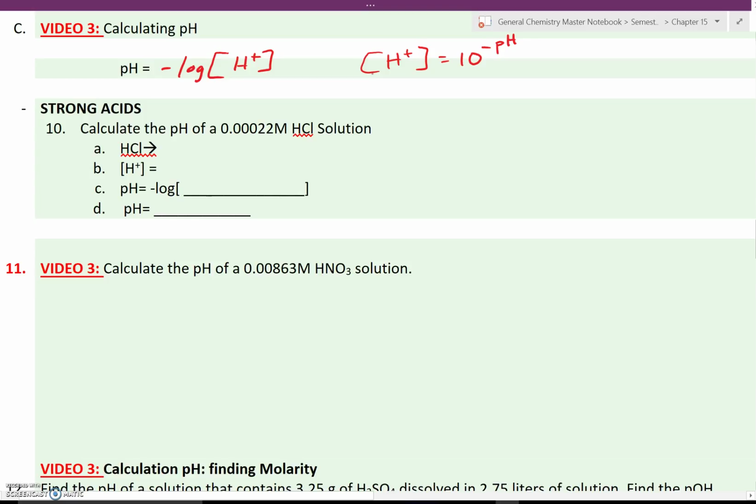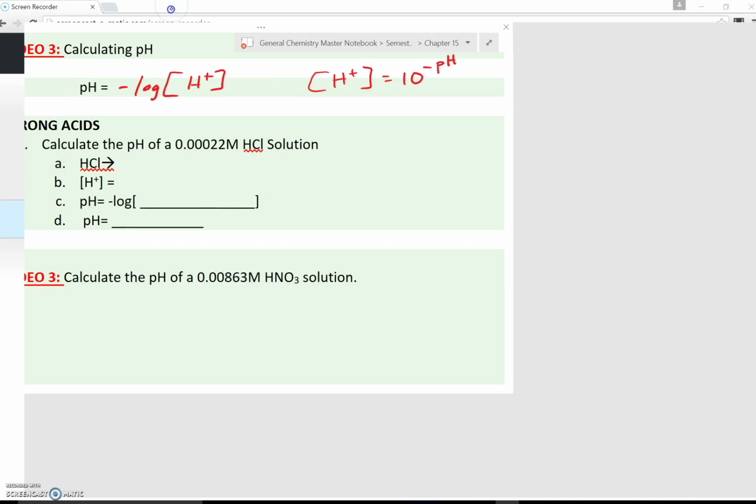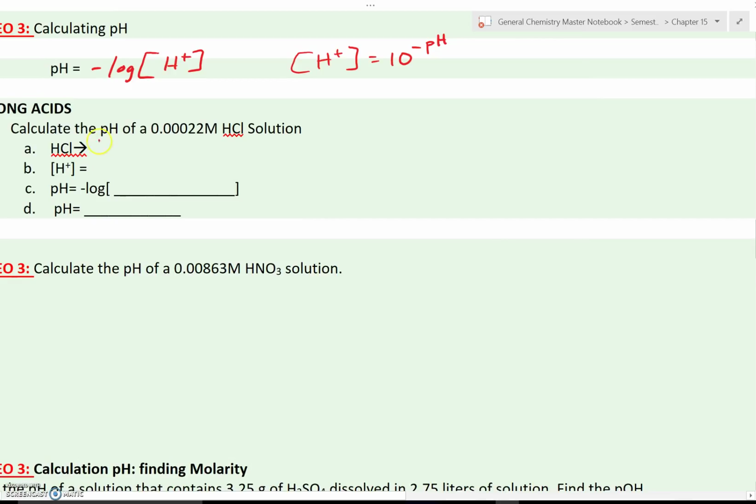So we'll go through our first situation: calculate the pH of a 0.00022 molar HCl solution. Now our first step is to always write out the dissociation. So we have HCl breaks down to be H plus and Cl minus.